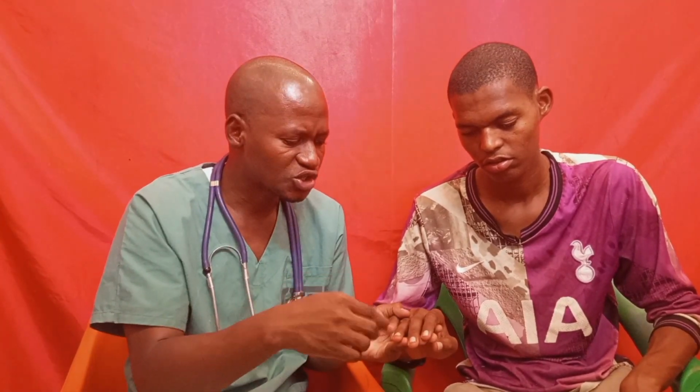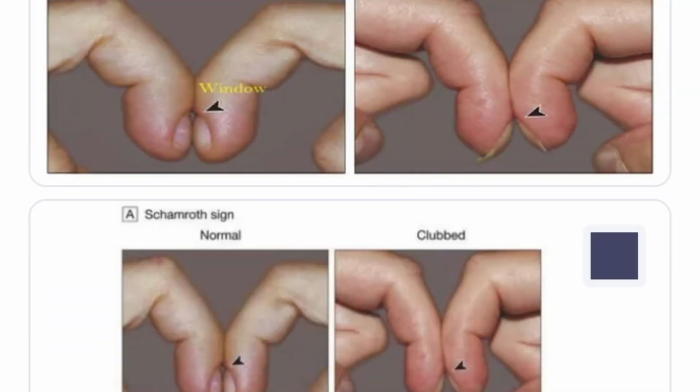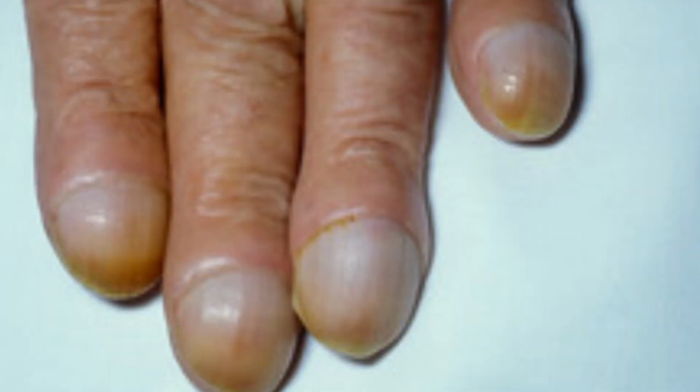Grade 2, there is obliteration of the angle between the nail and the nail bed, or there will be a generalized swelling, a subcutaneous tissue swelling over the base of the nail. So that is how we grade clubbing, and that is how you examine clubbing.